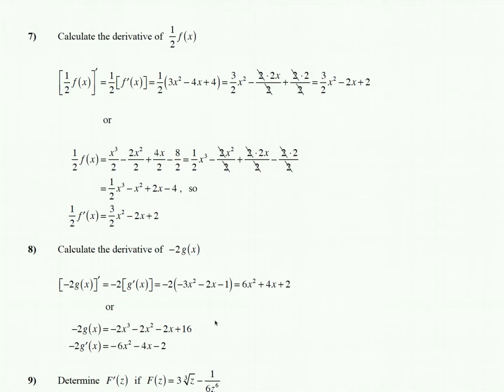Or, as I said before, you can multiply the negative 2 times the function first. Negative 2 times negative 8 is positive 16. But all of these are doubled with their signs changed. And then negative 2 times g prime then becomes negative 6x squared, because you use power rule again. 3 times negative 2 is negative 6. And 2 times negative 2 is negative 4. And the coefficient of the linear term carries through, and the constant term differentiates to 0.